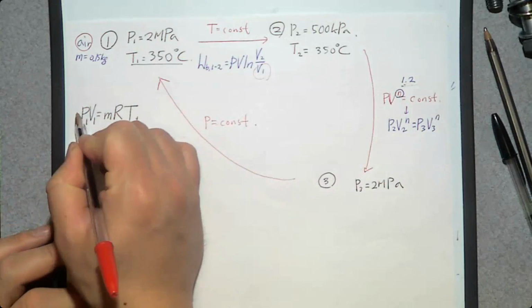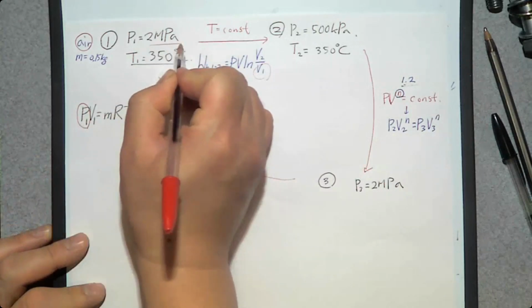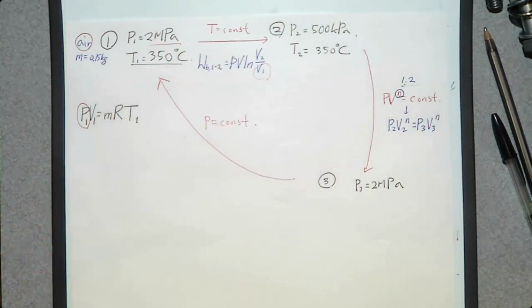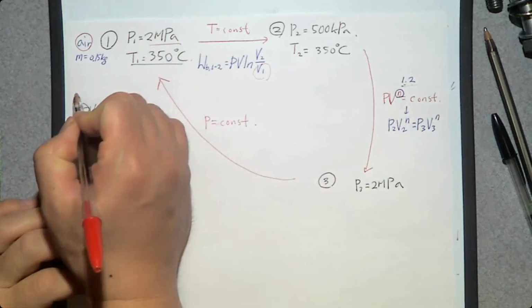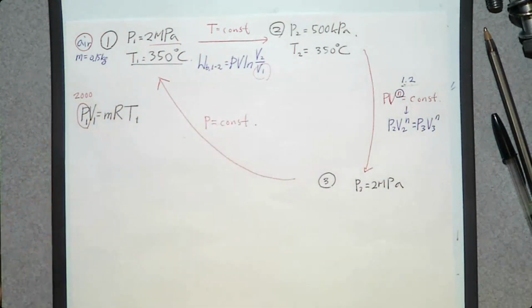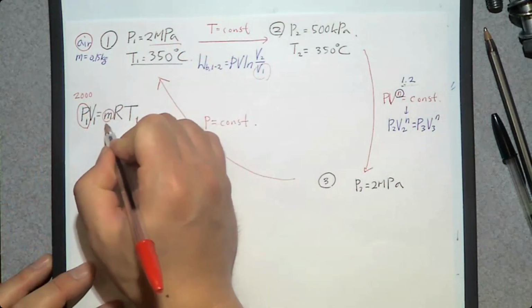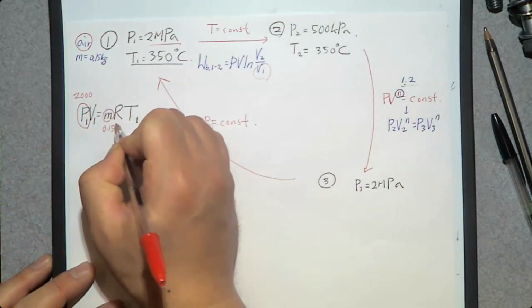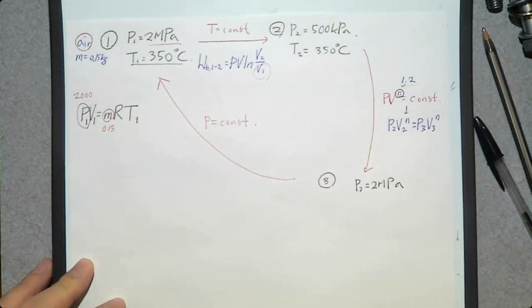So what is P1? 2 megapascal. But always stick to the same unit, so as not to make a mistake in the calculation. Always use kilopascal. So instead of 2 megapascal, you can say 2000 kilopascal. What is the mass? 0.15.